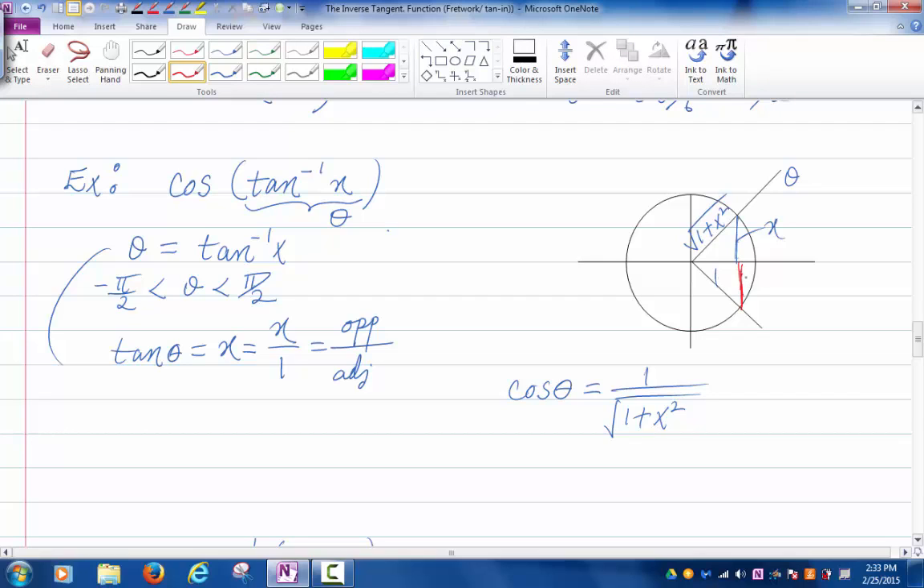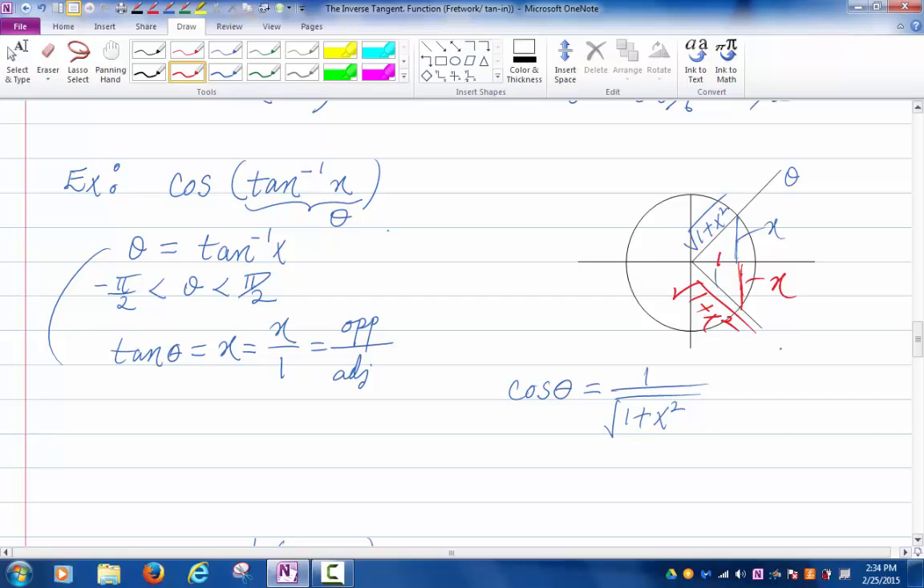In that case, again, what's the opposite? The opposite is the red segment. Its value is still x. What is the adjacent? The adjacent would be 1, as before. And then what is the hypotenuse? The hypotenuse is still root of 1 plus x squared. So it doesn't matter if theta is in the fourth or the first, I still get the same value for cosine theta. Either way.